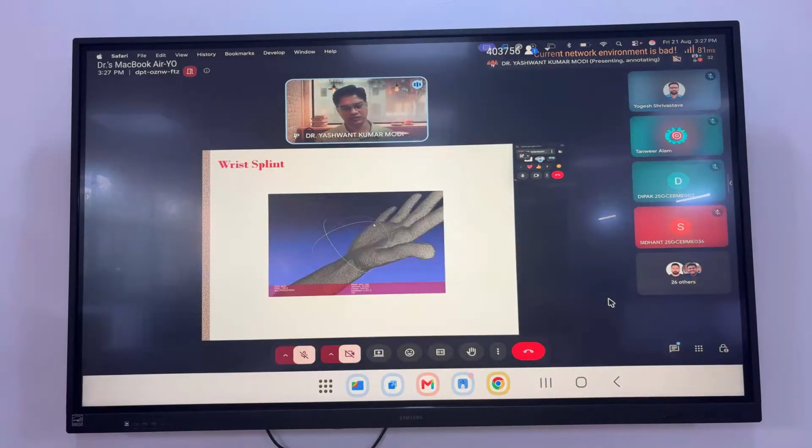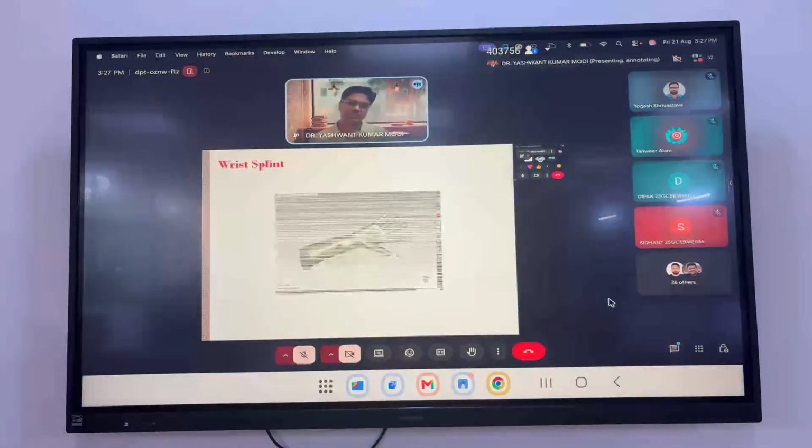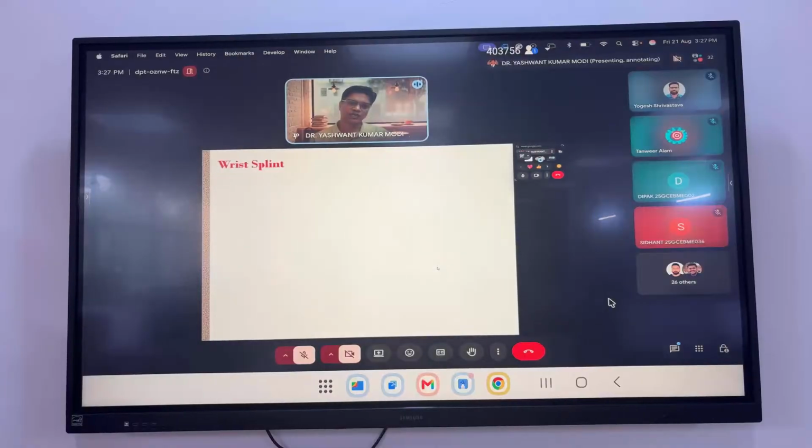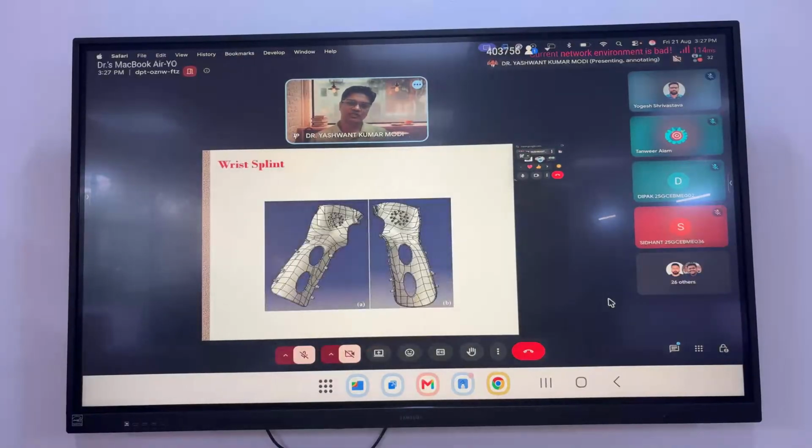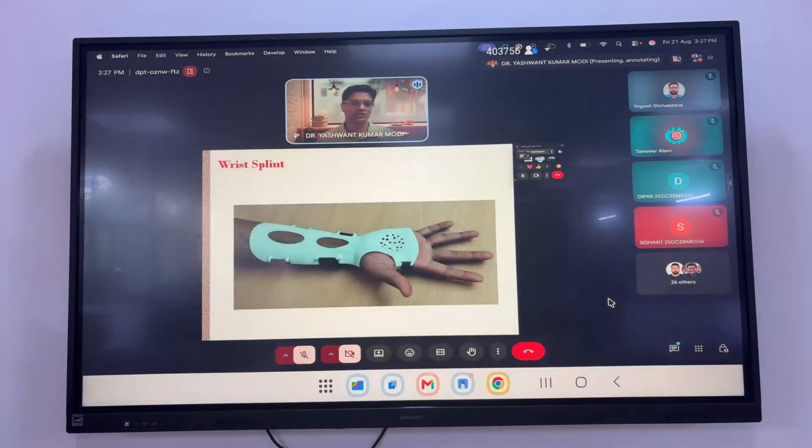This is again one of the works of one of my BTech students who created a wrist splint using 3D printing technology and a 3D scanner. So initially he scanned the wrist of a person, then he created a CAD model, then he modified that model into a splint, and that splint is printed using our selective laser sinter printer.